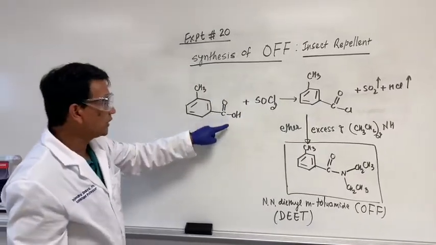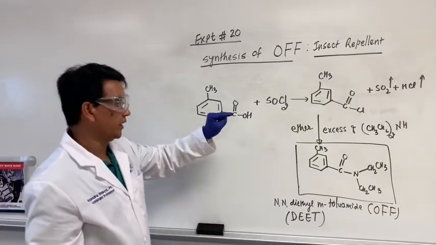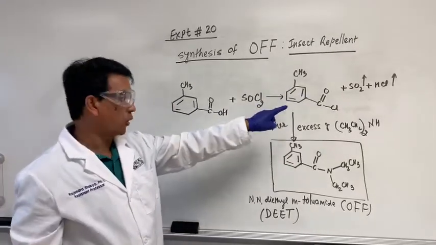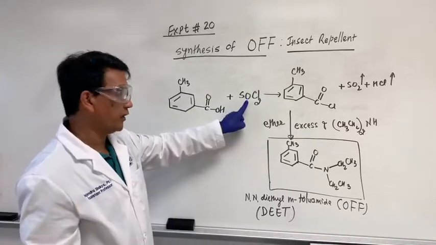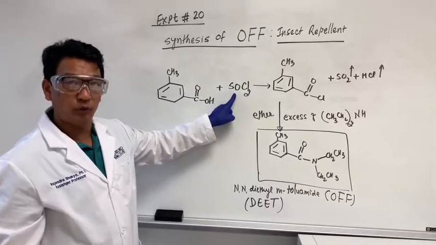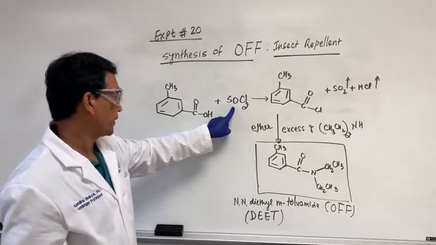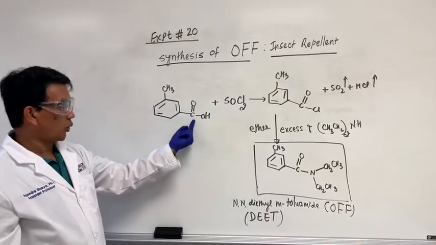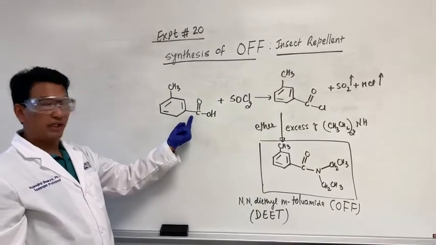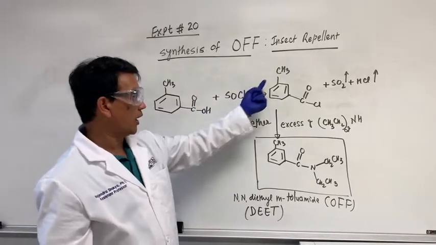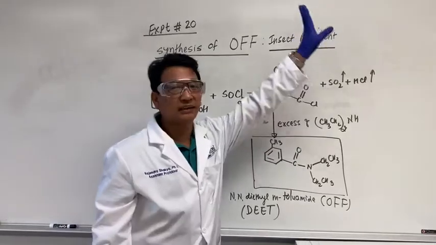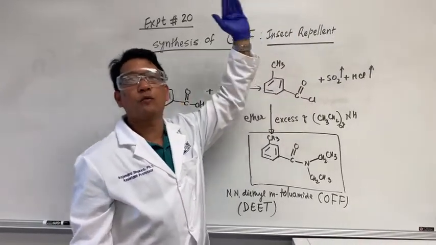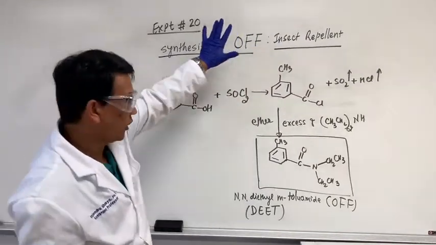Therefore, this carboxylic acid is first converted into the acid chloride by reacting with thionyl chloride. Be careful, thionyl chloride is carcinogenic, so we will be using that very carefully. This toluic acid, metatoluic acid, reacting with thionyl chloride, we will get the acid chloride. The side products, sulfur dioxide and HCl, will be removed as gases, so we don't need to worry about that.